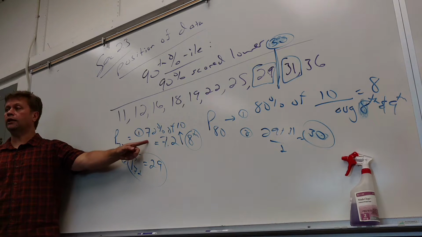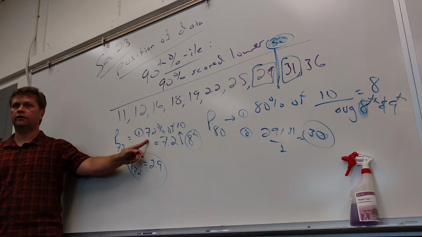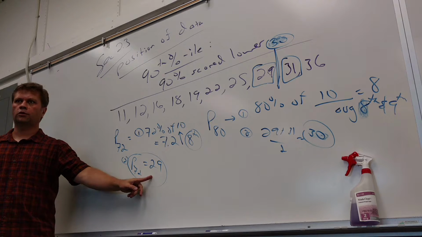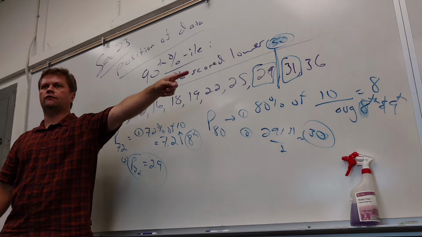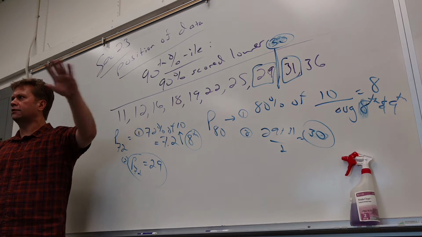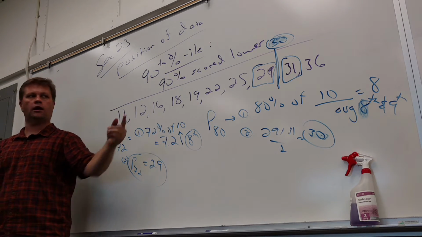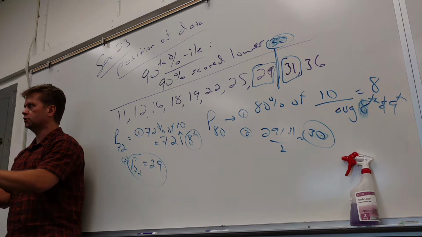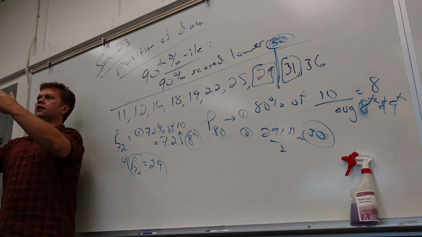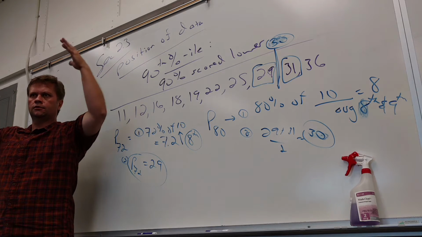Now P73, I don't know if you guys realize, P73 would also be 29. But why should I freak out about that? Is this a very large set of data? Do I have a lot of options for all these different percentiles? No. So a lot of them are going to overlap because there's only 10 numbers up here. They can only do so much. So this makes more sense the bigger my data set is.